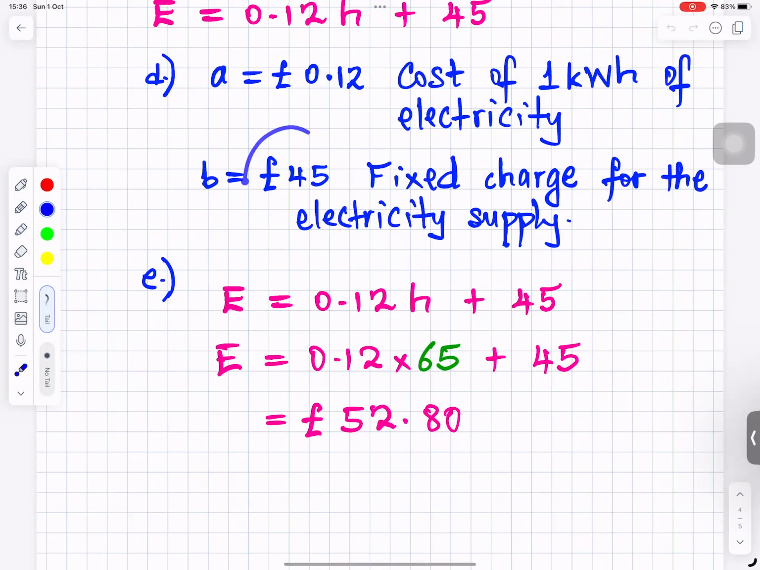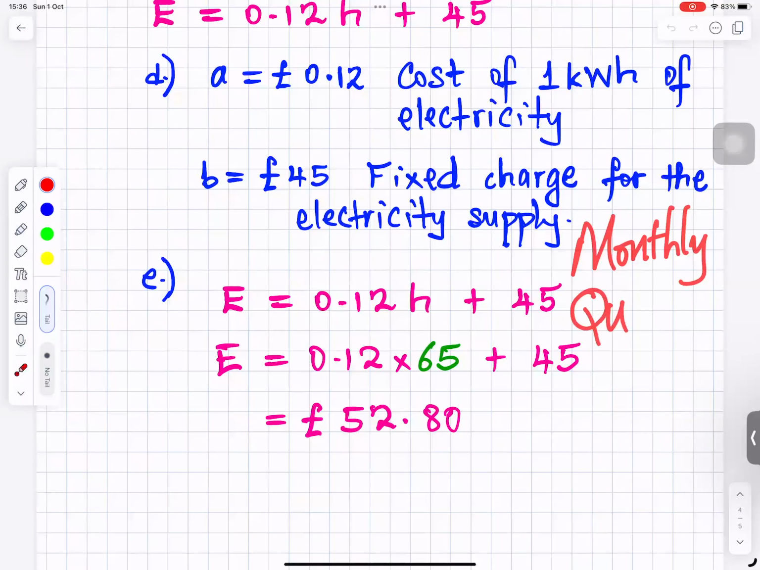And what does the 45 pounds mean? The 45 pounds is a fixed charge for the electricity. So for those of you who pay an electricity bill, you can pay monthly. That means every month you pay your bill. Or some people pay quarterly. And those who are super rich can pay yearly. And that means it's the fixed charge. And this fixed charge comes from the electricity board. They decide a fixed charge of 45 pounds. And you can do nothing about that.